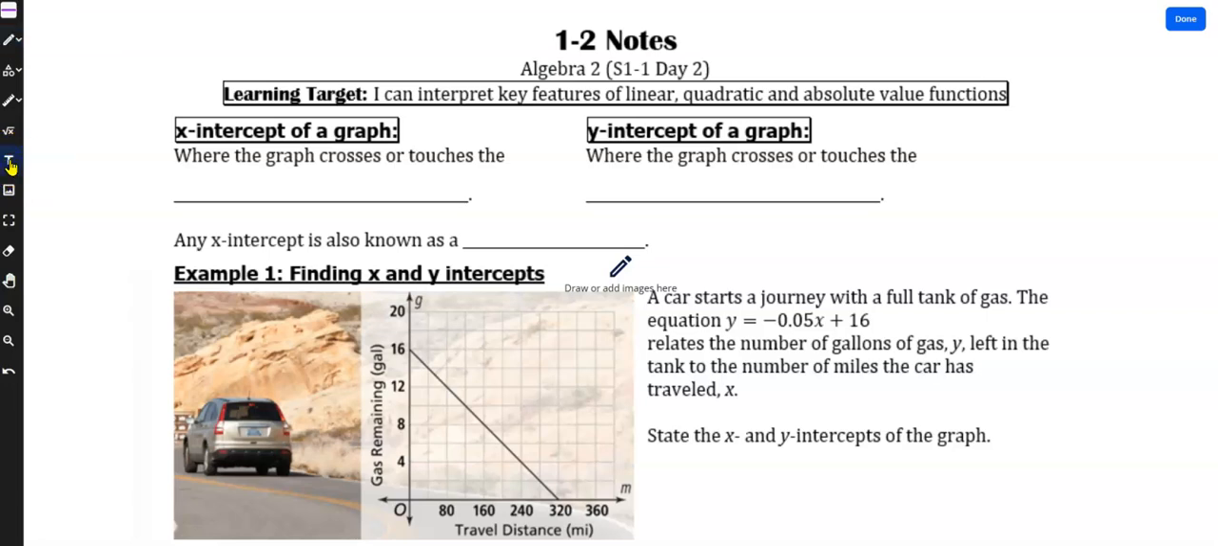Okay, so in section 2, we're trying to interpret key features of linear, quadratic, and absolute value functions, the important things that we remember from previous years. So let's see here. Things like x-intercepts. What is an x-intercept? What's a y-intercept? And obviously, that is where the graph crosses the x-axis.